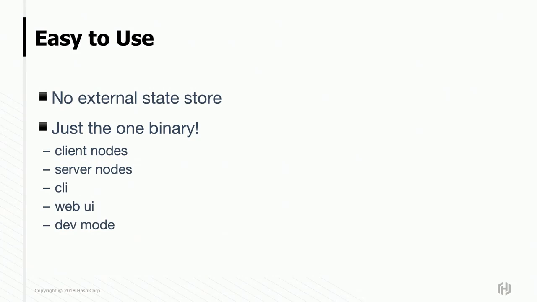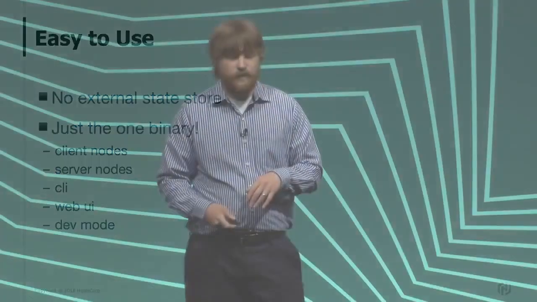To do that, we made Nomad in a way that it doesn't require some external state store. You don't need to also manage a database in your control plane. Nomad has a built-in, highly available replicated state store out of the box. And it's just a single binary. One binary can run in client mode, which will actually run your workloads, or server mode, which does the scheduling and the state store management. It comes with a CLI and a web UI all built in as well. And my favorite feature is dev mode, which will spin up a single node cluster and a web UI and the CLI all configured to talk to that node.